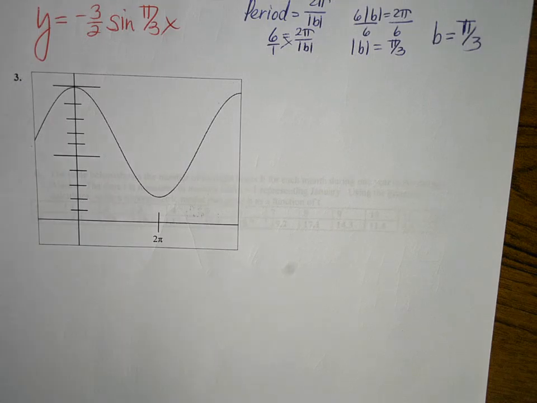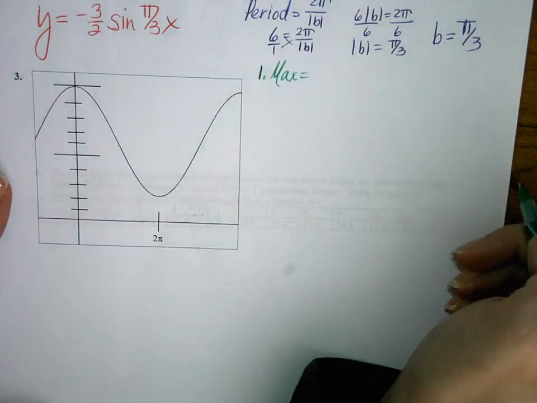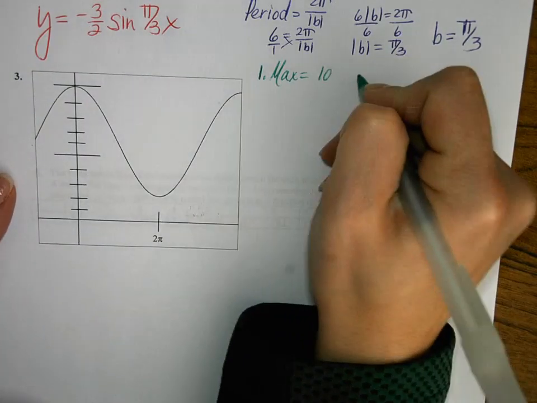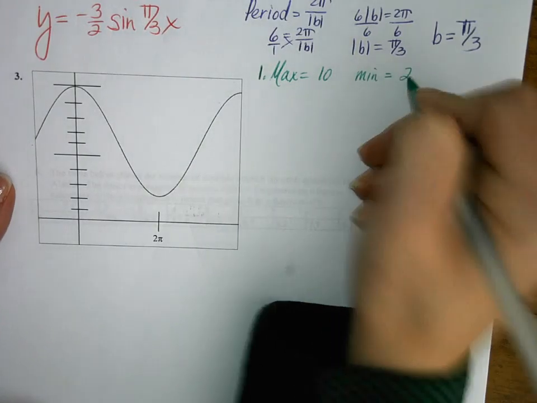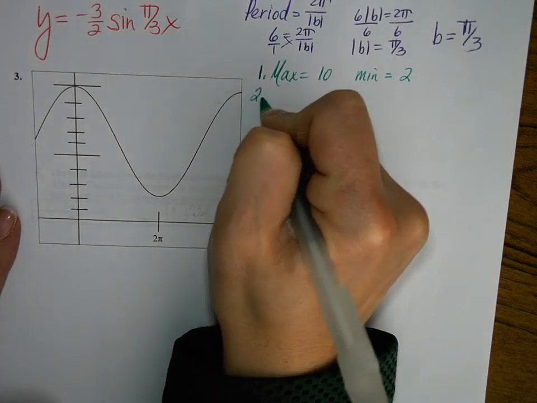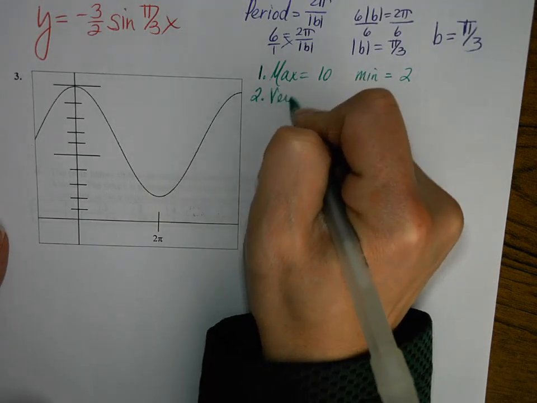All right, looking at this nice graph, Hunter, where do we start? All right, sir, can I ask you what is my maximum value on this graph? Nice. And what's my min? Beautiful. All right. Max is 10, min is 2. So what do I use my max and my min for? Yep. I'm going to use it for amplitude. What am I going to use it for first? I'm going to see if there is a vertical shift. Has this been shifted up or down?